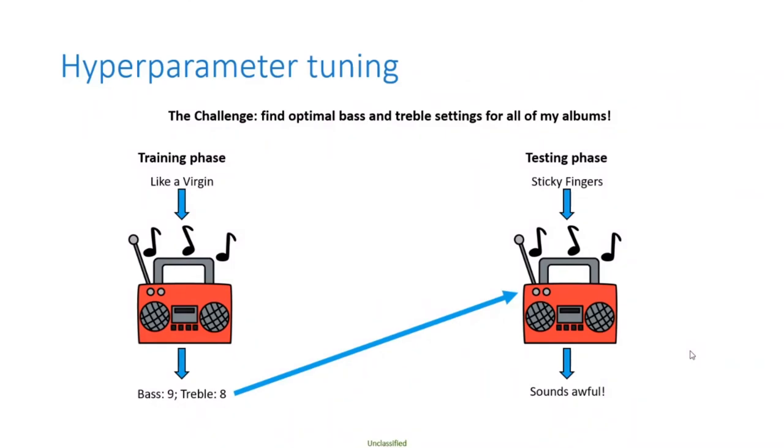So I said, okay, let's look at it from a different viewpoint. You have a model, in this case it's a stereo, and you want to find the optimal settings for your bass and treble so that your music sounds great, right? So you play a Madonna CD, you find the optimal settings, bass and treble, and then you say, okay, that sounds fine, let's play a Rolling Stones CD, and it sounds awful. Because you have tuned your model to perform well for pop music, but not necessarily for any other kind of music. So in this case, you want the hyperparameters of your model, which is bass and treble in this sense, to generalize better, to put it very roughly.